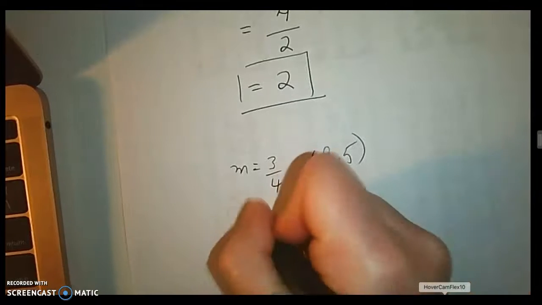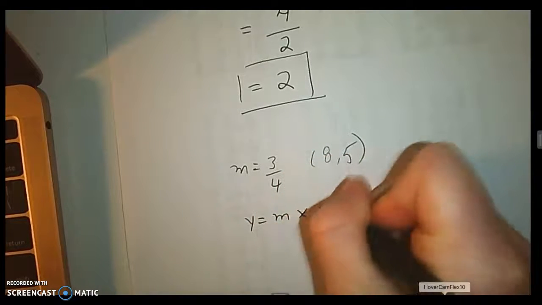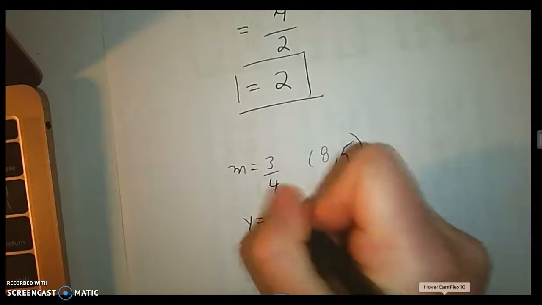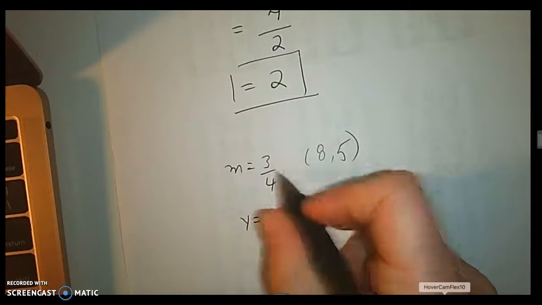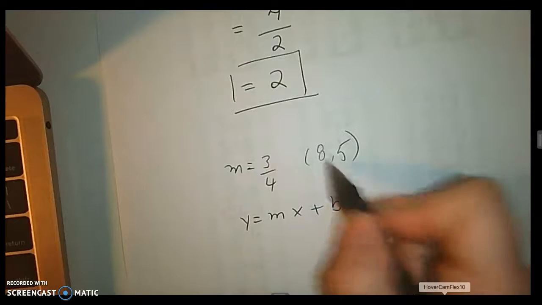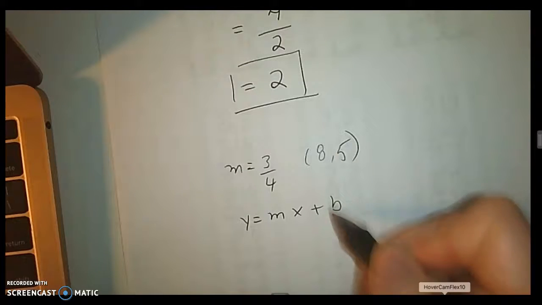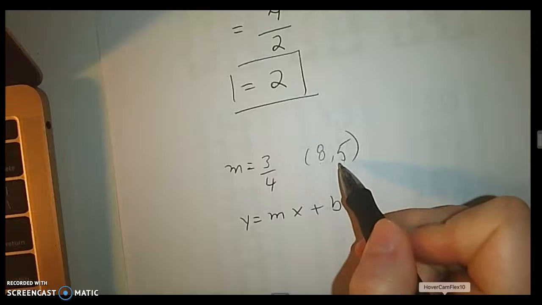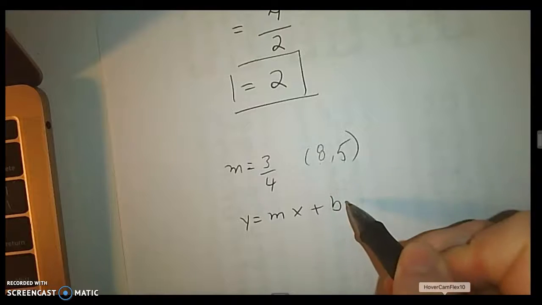Okay, so y equals mx plus b. In this case, you know the slope, 3 over 4, and you are given one pair of coordinates on the line. Unfortunately, that's not the y-intercept, so I can't just put a number in here. So I'm going to use these values of x and y to figure out what b has to be.